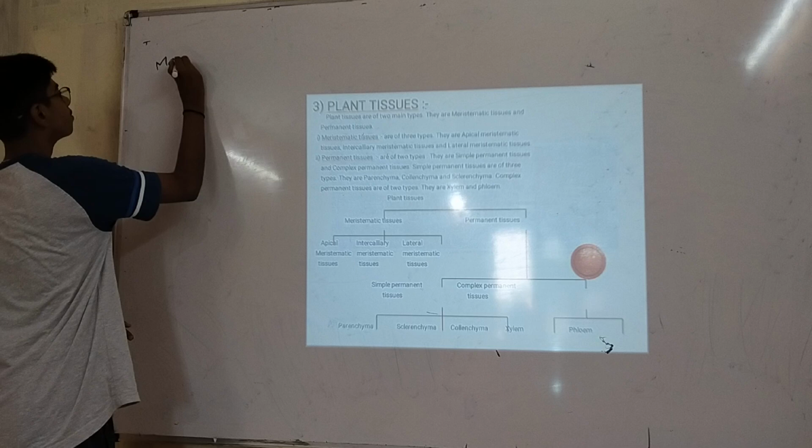So now we have come to the main topic, which is known as animal tissue. Animal tissues are more complicated than plant tissues. Animal tissues are mainly of four types: epithelial, muscular, connective tissue and nervous tissue. So we learn what epithelial tissue is. Epithelial tissues are of types: squamous, columnar, cuboidal, glandular, etc.